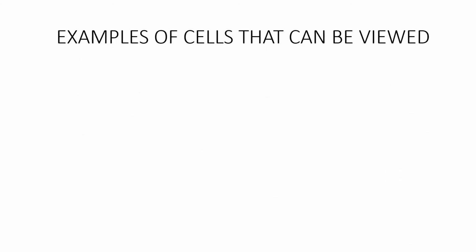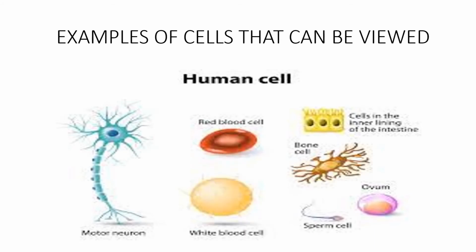And then examples of cells that can be viewed in the human, as I said earlier on: the neuron, the red blood cell, the white blood cell, the sperm cell, the ovum, the bone cells. These are all cells that can be viewed with the use of the microscope.